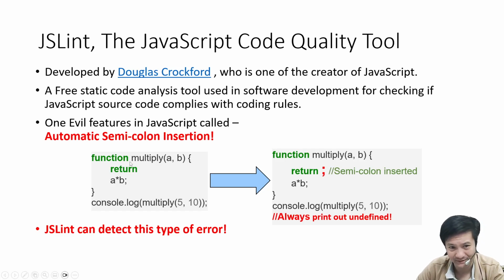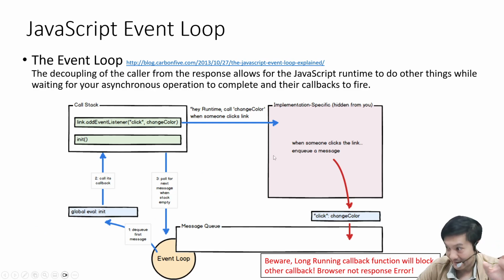It's very dangerous if you accidentally have an enter. If it adds a semicolon after the return statement, the function will always return undefined. Wow. If you are a developer, it's very difficult to debug. So use a better tool like JSLint that can detect this type of error. Enable it in your CI/CD pipeline or set it up in your Visual Studio Code. Use it.